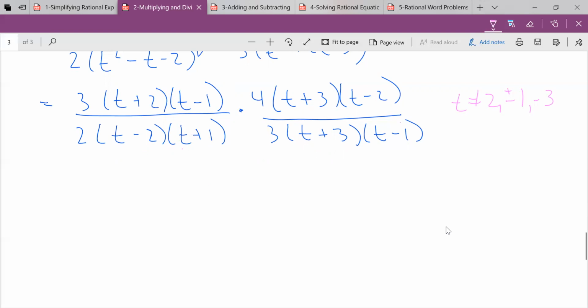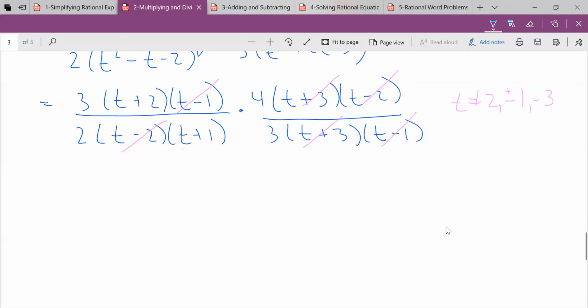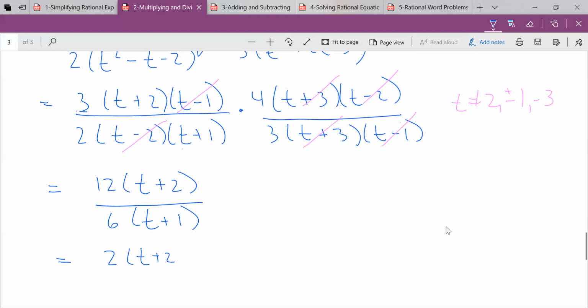Now I divide. And I'm pretty sure I'm doing this right because look at all the stuff that's dividing. Bang, bang, bang, bang, bang. You gotta feel you're doing that question right. Now I'm going to simplify. 3 times 4 is 12, so 12 times t plus 2. 2 times 3 is 6, 6 times t plus 1. And I say to myself, sure, 12 over 6 is 2. So I'll simplify that like that.